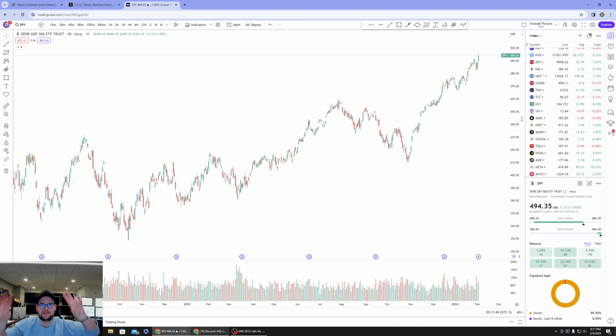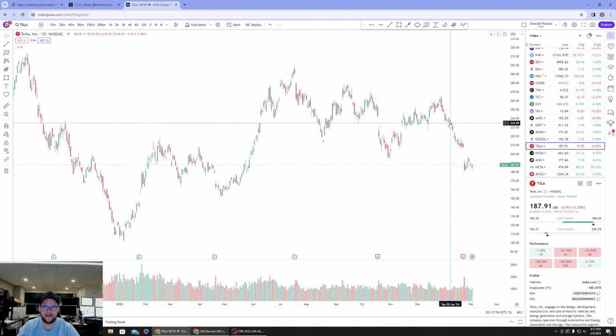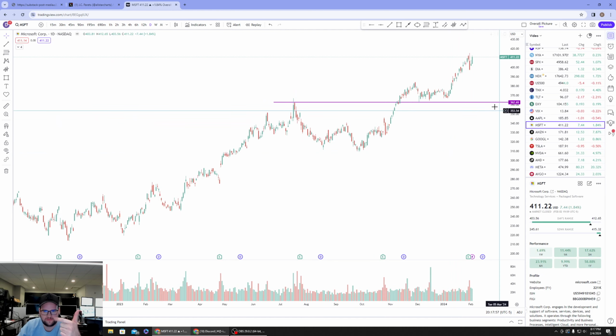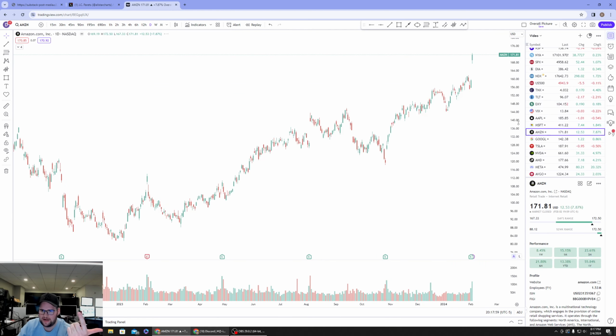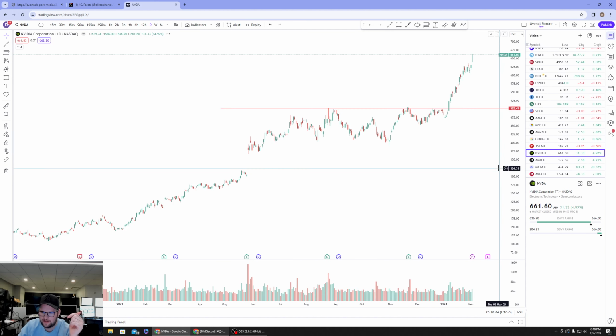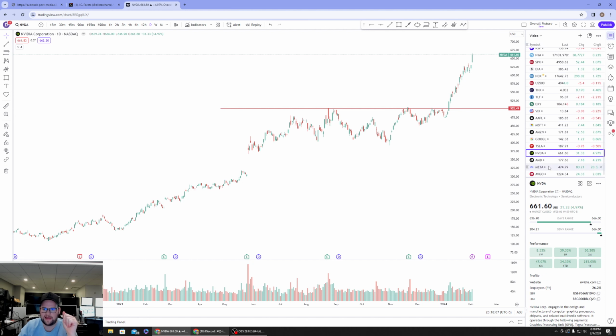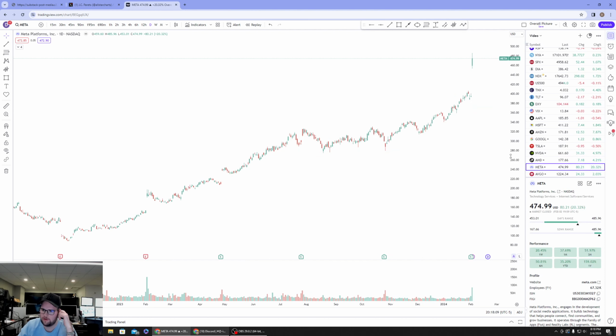Tesla was in the Magnificent Seven, but you could see it's been struggling, right? Whereas look at Microsoft, near all-time highs. Amazon, very, very strong in recent months. Nvidia just made all-time highs on Friday, and then Meta, new all-time highs. So you have six names that are outperforming and really doing a lot of the work in terms of the overall S&P and NASDAQ, right?